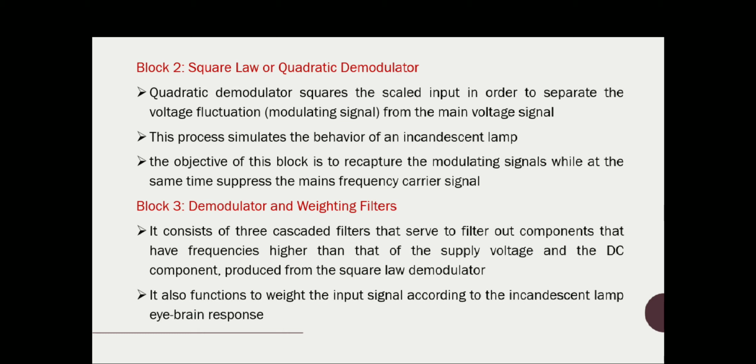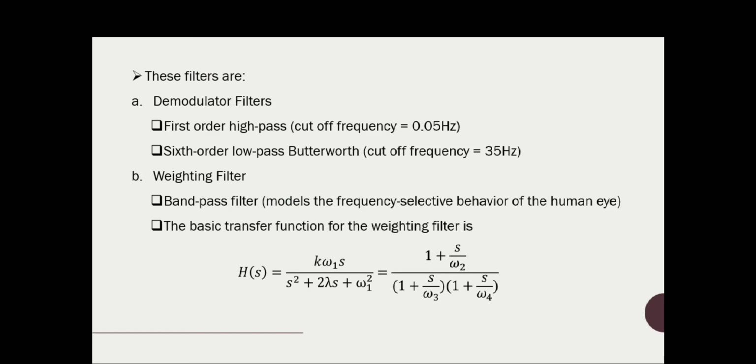It consists of 3 cascaded filters that filter out the components that have frequencies higher than that of the supply voltage and the DC component produced from the square law demodulator. It also functions to weight the input signal according to the incandescent lamp eye-brain response.